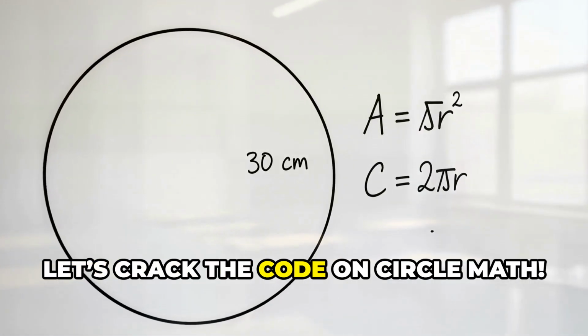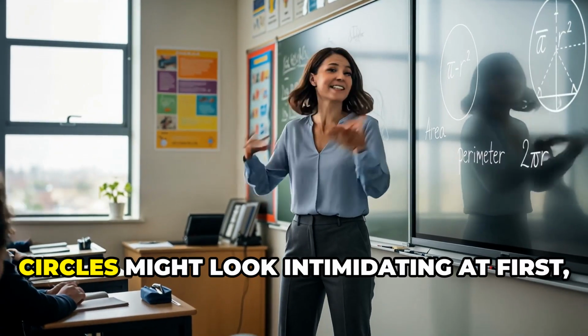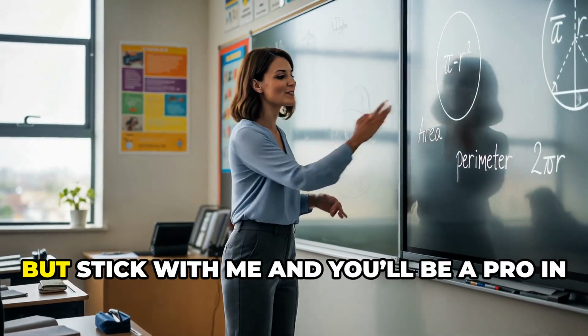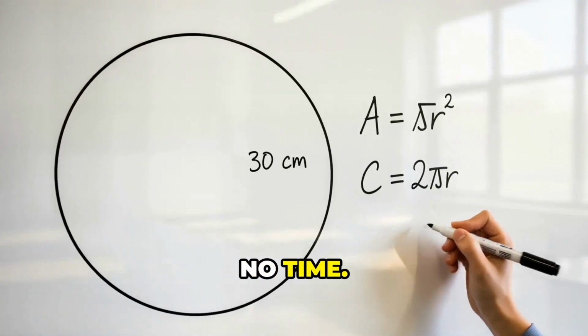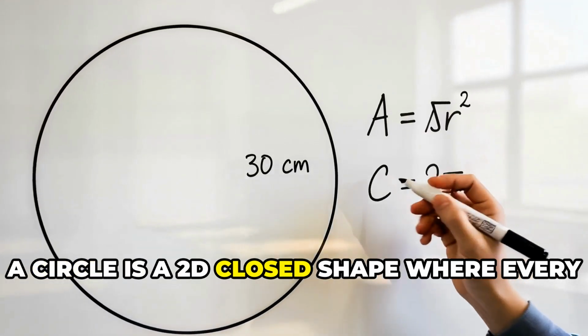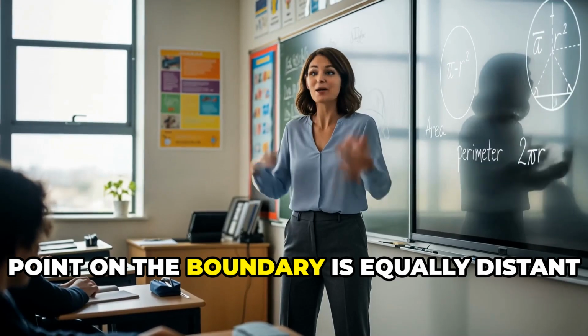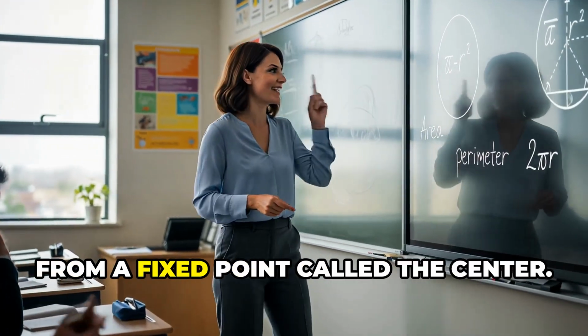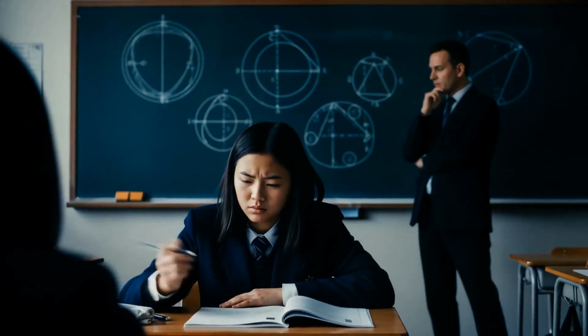Alright, let's crack the code on circle math. I know, circles might look intimidating at first, but stick with me and you'll be a pro in no time. A circle is a 2D closed shape where every point on the boundary is equally distant from a fixed point called the center.